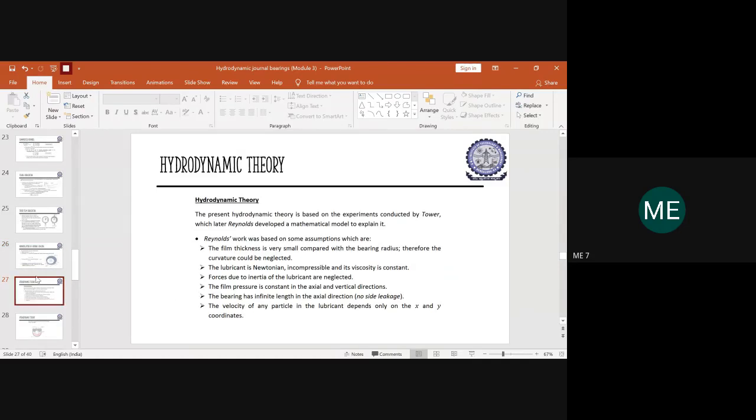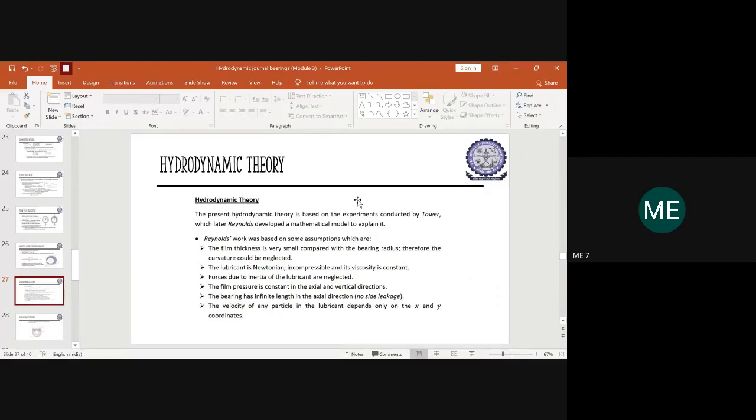So in the next class, we will start with the hydrodynamic theory, and then we will derive the Reynolds equation. I won't go into a deep explanation of hydrodynamic theory. I'll just tell you within a matter of minutes what exactly we will be doing in the next class. Hydrodynamic theory was developed by doing some experimentation. It was conducted by Mr. Tower, who conducted an experiment to understand what hydrodynamic theory basically is.